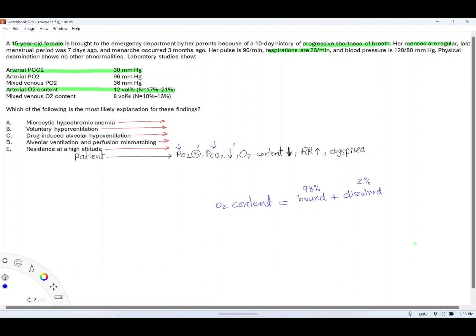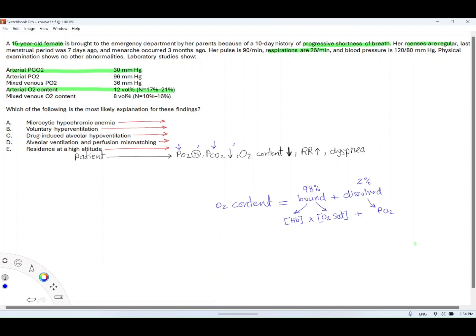If that is the case, the bound form will depend on the quantity of hemoglobin, let's say hemoglobin concentration, times oxygen saturation, meaning how much of that hemoglobin is occupied, and I'll explain what that is. In addition, dissolved oxygen is in the form of partial pressure of oxygen. You should know this formula, it will help you a lot. Even if the content is low, dissolved oxygen wouldn't affect it so much. 2% is nothing, so I will focus on the bound form.